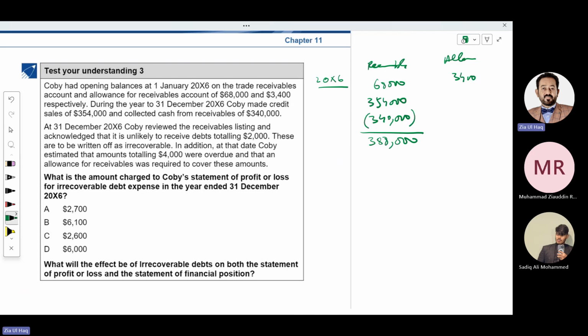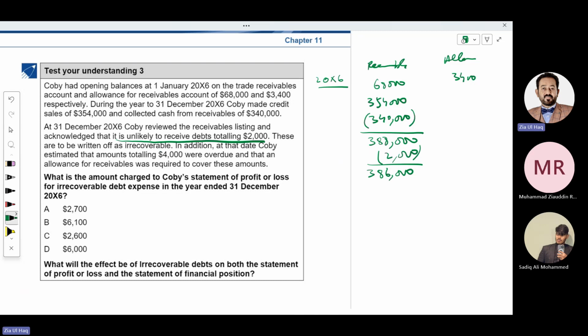At 31st December 20x6, Kobe reviewed the receivable listing and acknowledged that it is unlikely to receive debts totaling 2,000, meaning these are confirmed bad debts of 2,000. And these are to be written off as irrecoverable. This means 2,000 more we need to deduct. This will become 386,000. These are to be written off as irrecoverable.